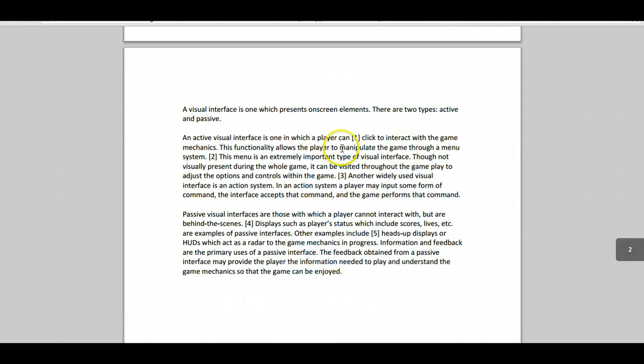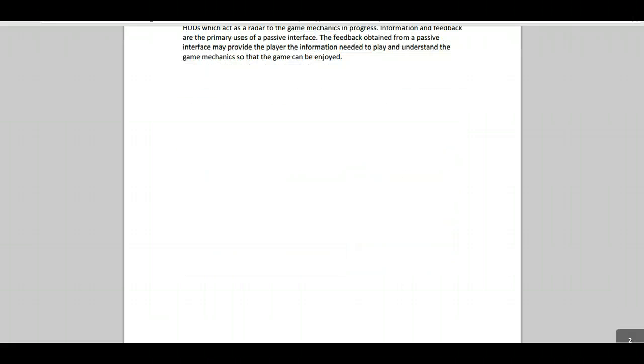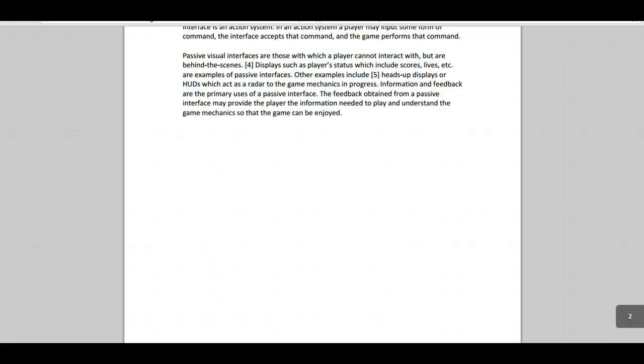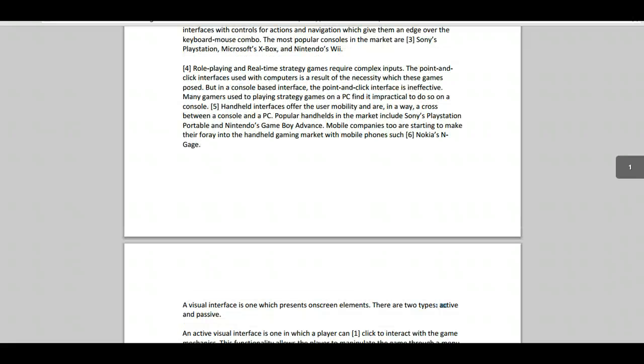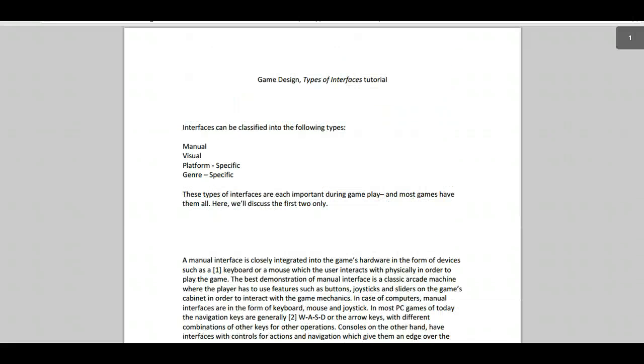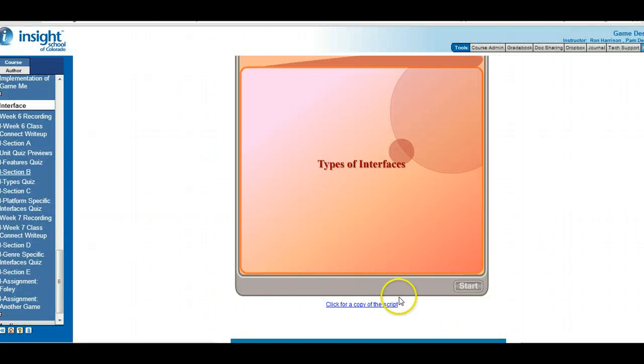Then there's visual interface. So this is one that has lots of on-screen elements. And there are 2 types of visual interface, active and passive. So you can read down here and learn more about visual interfaces. So I'll scroll back up. And that also talks a little bit about platform-specific and genre-specific interfaces. So you learn a little bit about different interfaces there.